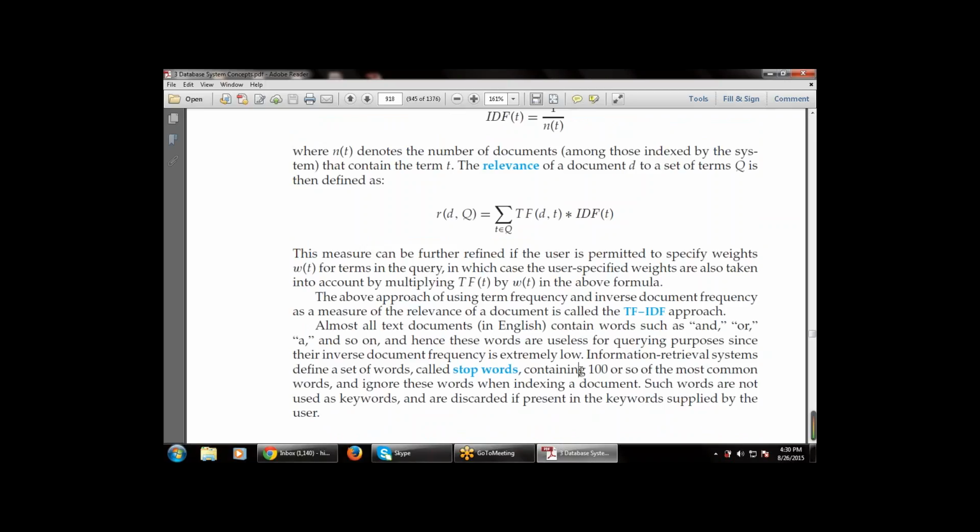Such words are not used as keywords and are discarded if present in the keywords supplied by the user. So whatever keyword is supplied by the user is defined as a term among the various terms.